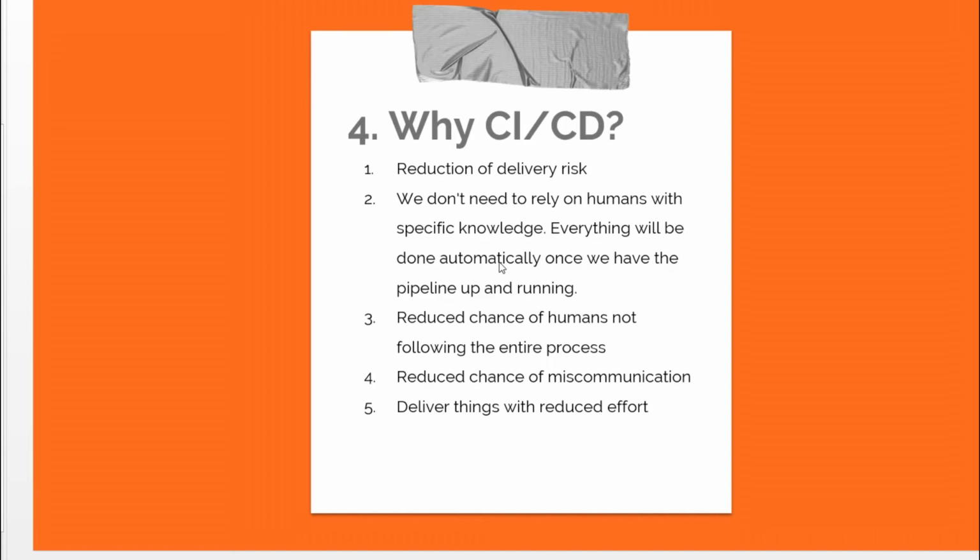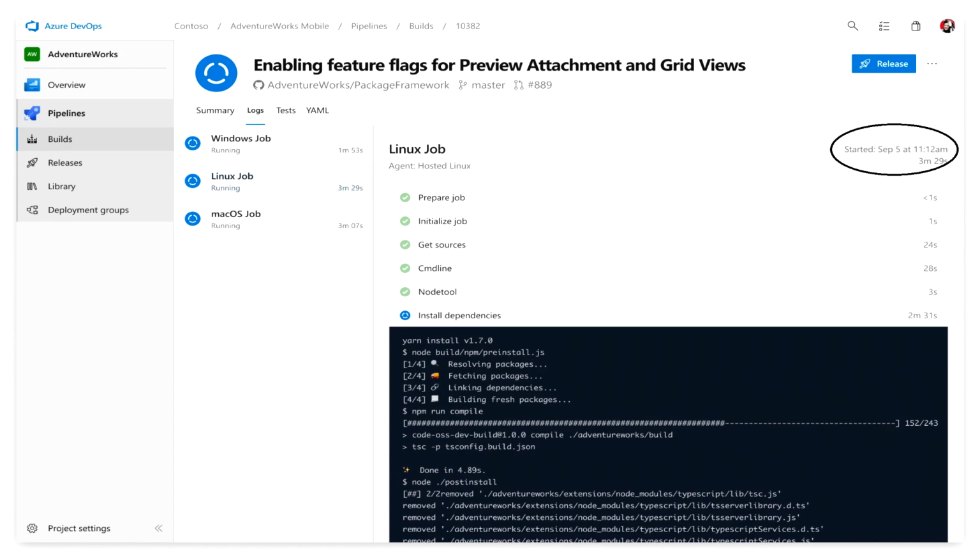And it reduces the chance of humans not following the entire process. So this means that we are not going to have a pull request with a broken build or a deployment with a broken build. And also it reduces the chance of miscommunication. It's pretty much like the point that I said here. And the last point is that we are delivering things with reduced effort. So if we look at this build here, we are pretty much doing nothing. We just did a push, and the agent from Azure DevOps did everything for us. So yeah, this is pretty easy for us.